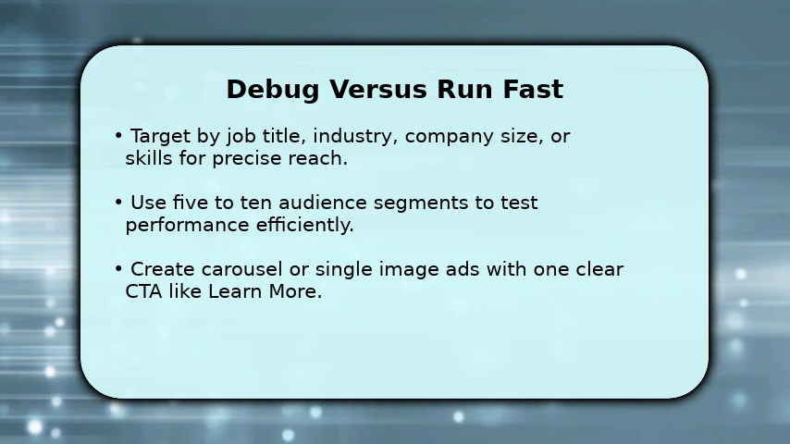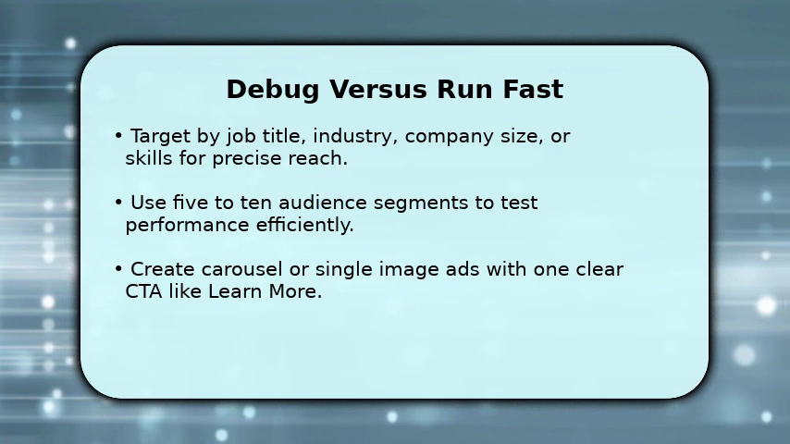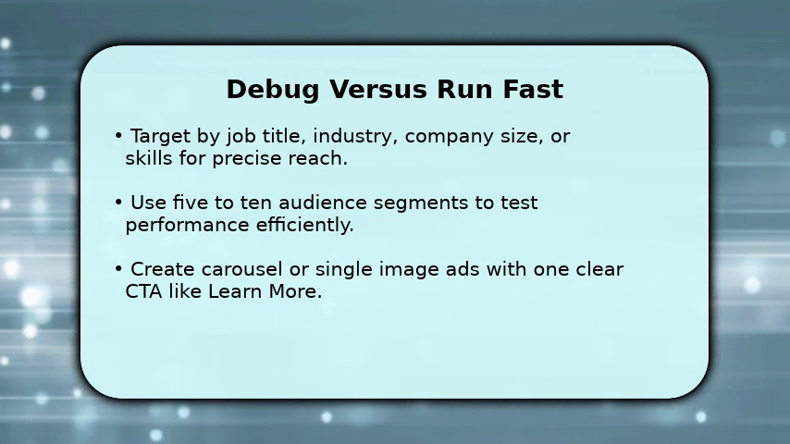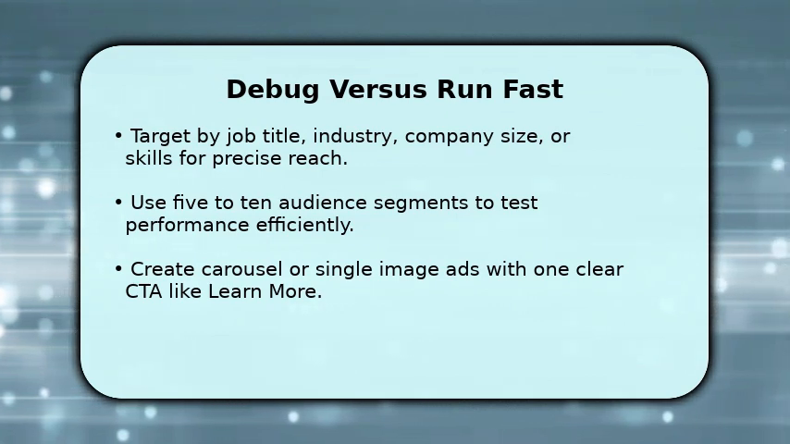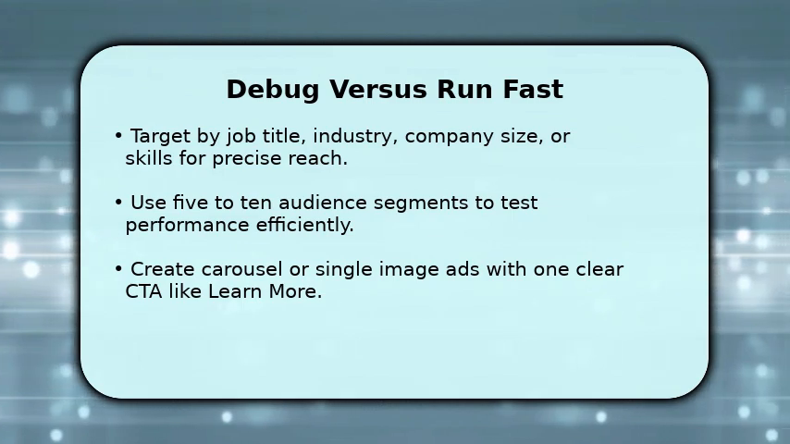For creative, create carousel or single image ads with one clear CTA like Learn More. Write headlines under 70 characters and descriptions under 150 characters for optimal display. Include one link and a branded image for consistent messaging.